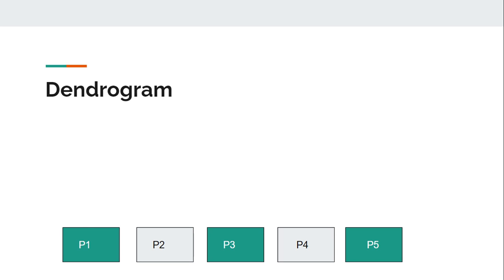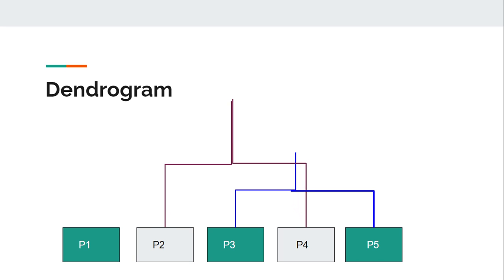Here is a dendrogram representation of HAC. First, we combined P3 and P5, so we joined these two clusters using a line. Then we combined P2 and P4, and then P1 to P3, P5, and at the end we combined the two clusters, which are P1, P3, P5 and P2, P4, into a single cluster.